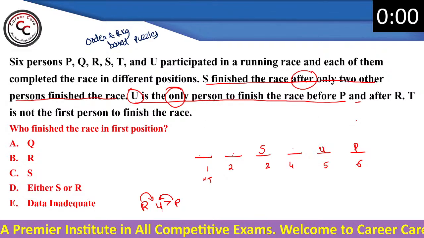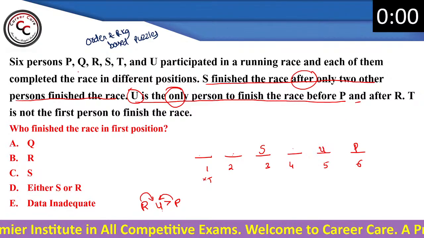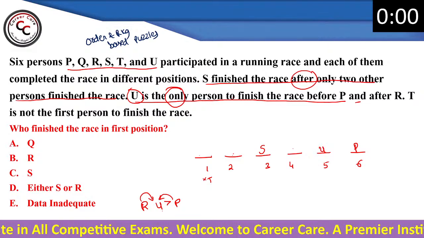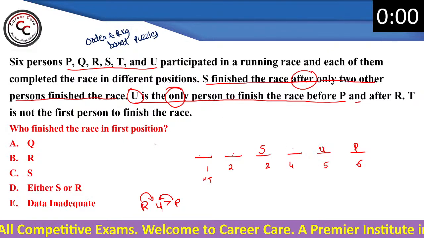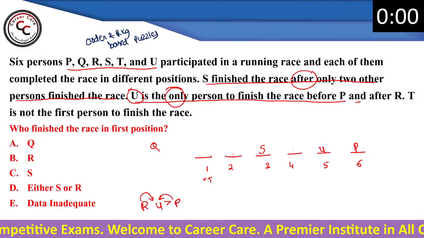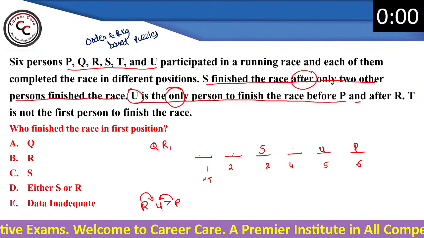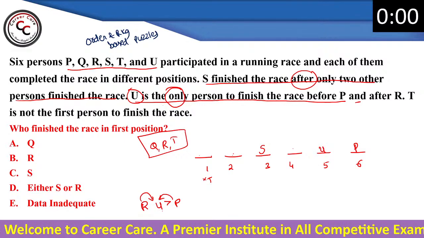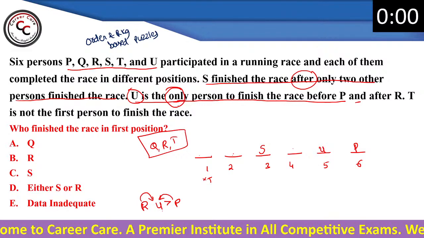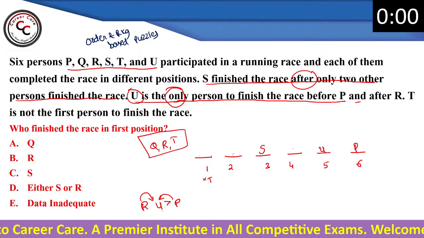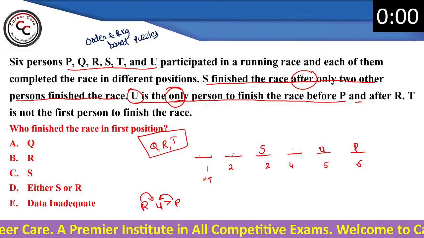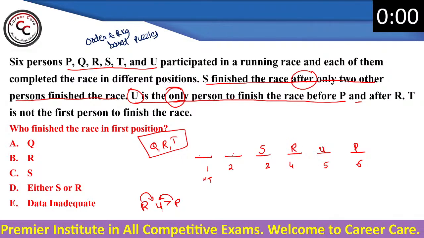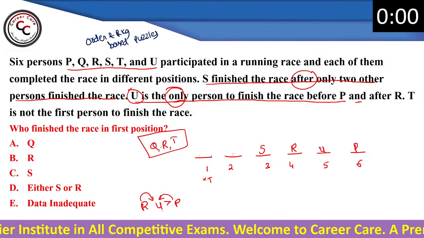Okay. So look at the given data. So here I have got 3 persons. So still 3 persons are missing. So who are those 3 persons? P is finished. Q is missing. Then R is also missing. T is also missing. Right? Now here as the keyword only is present. So U is the first person called. So you can put the person called R here, no problem. And T is not the first person to finish the race. So T you can put here.